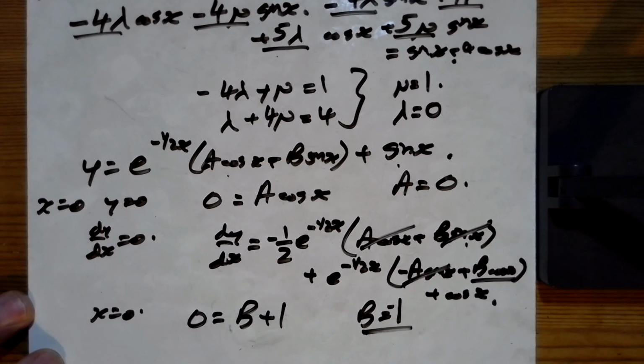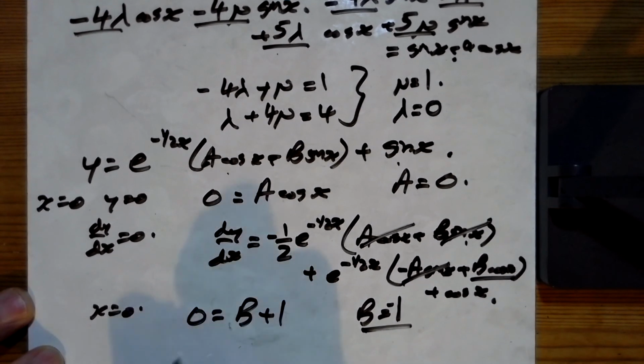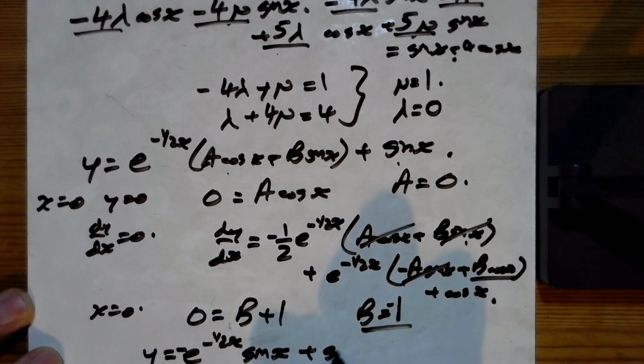But it's been a 5-minute video to get there. My answer, can I squeeze it down the bottom here, is e to the minus a half x times minus 1, so minus that, sine x, plus the extra sine x on the end there. Is that right? Minus a, yeah. Okay, got it.